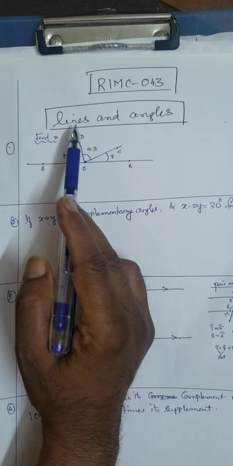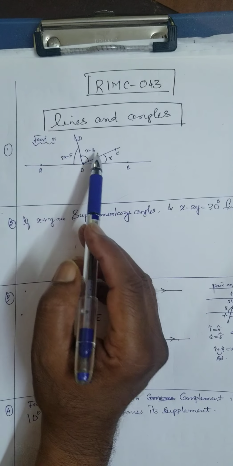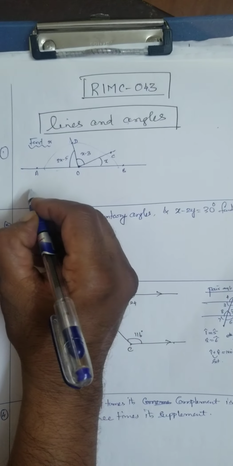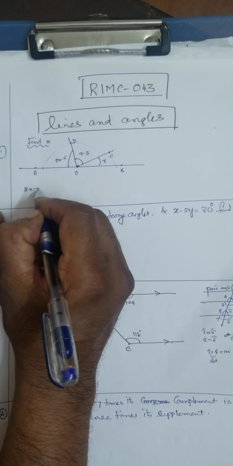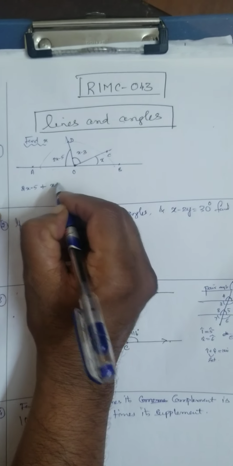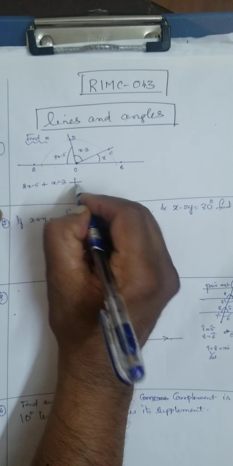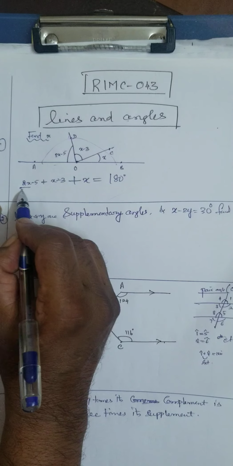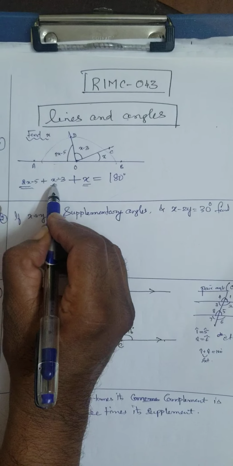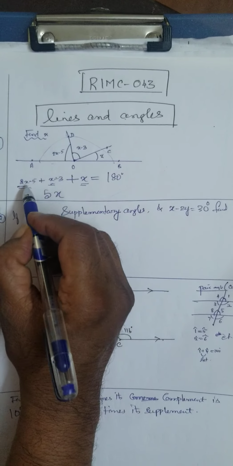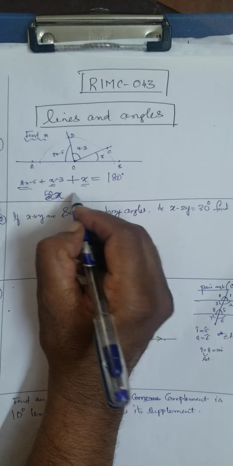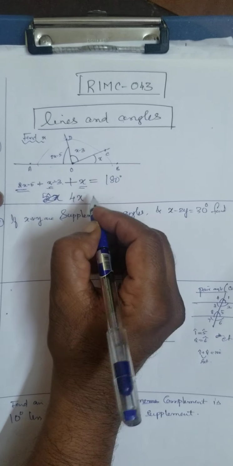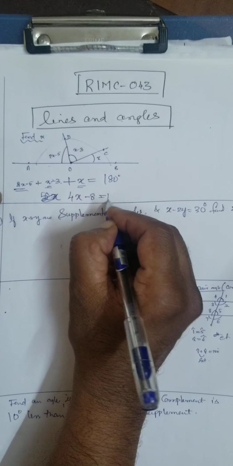Here you have to find the value of x in the lines and angles problem. This is a straight angle, that is 2x minus 5 plus x minus 3 plus x is equal to... what do you mean by straight angle? It is 180 degrees. Therefore 2x plus x, 3x plus x, 4x, minus 5 minus 3, that is minus 8, equals 180 degrees.